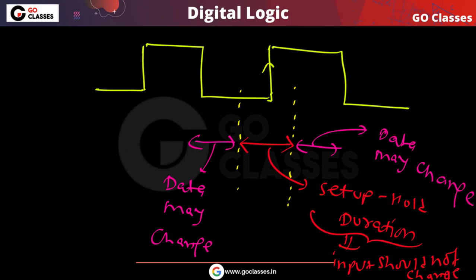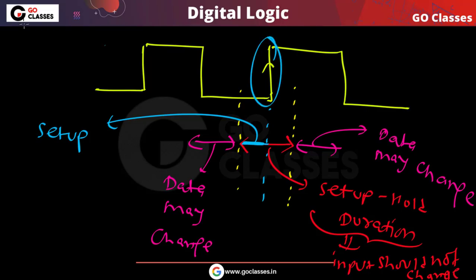If you notice only this much duration, this is called setup time. It is the time before the triggering edge, the positive edge, comes. For at least this much amount of time, our data must be steady, our data must be set up. Basically we are setting up the data.